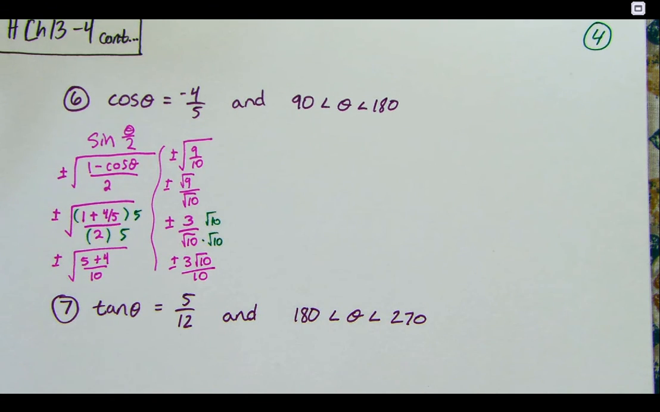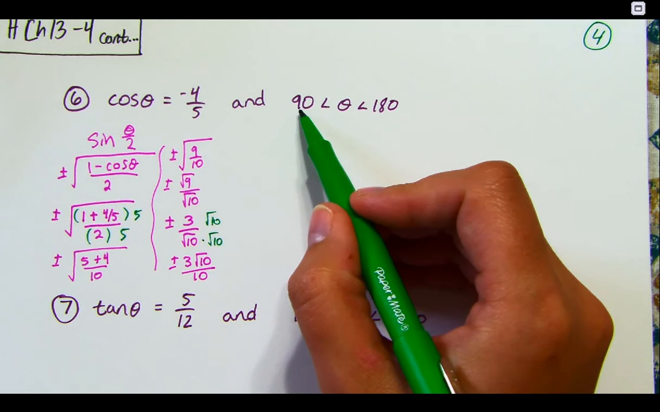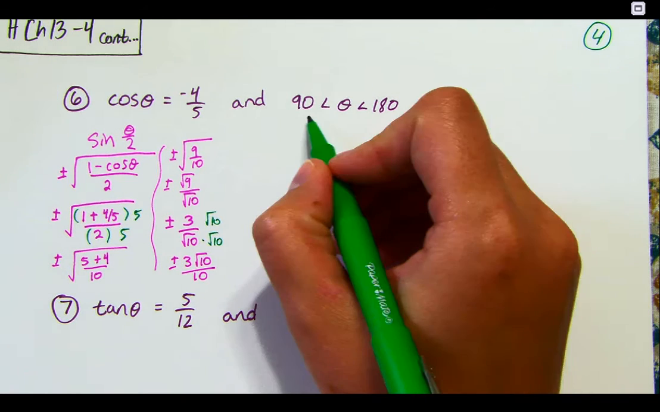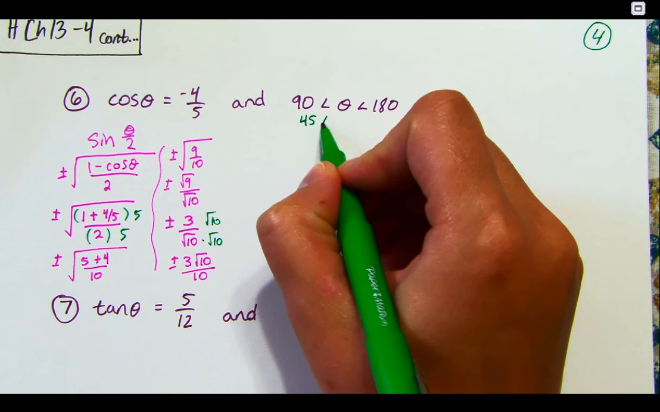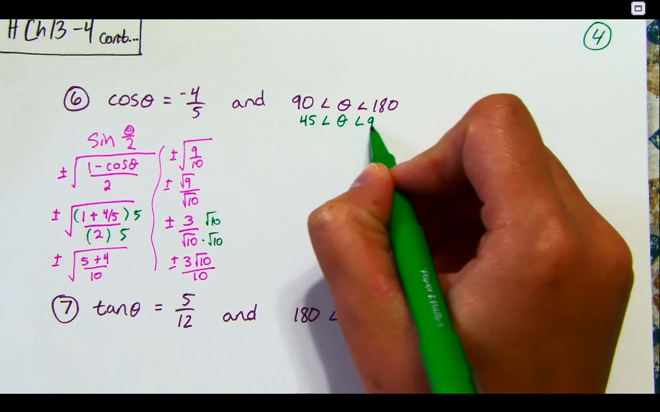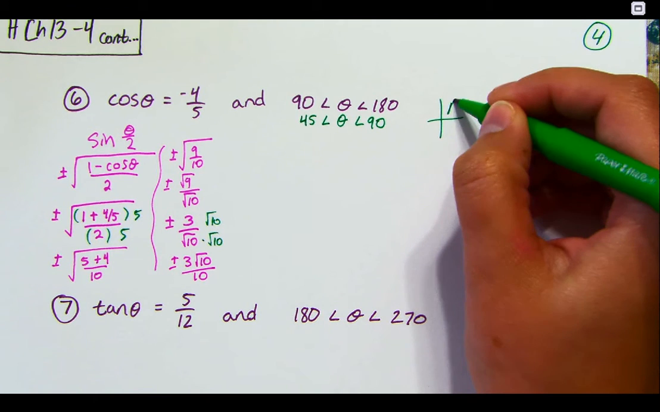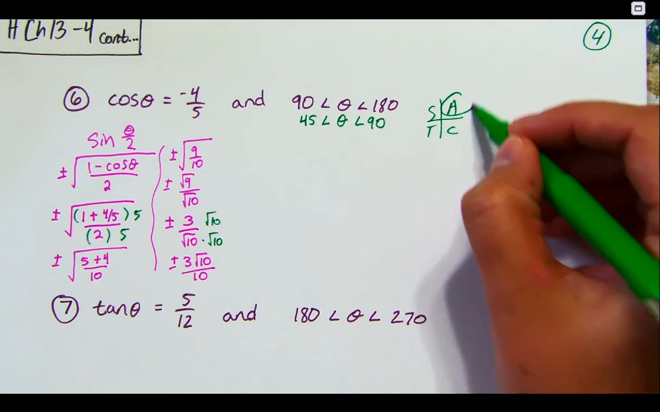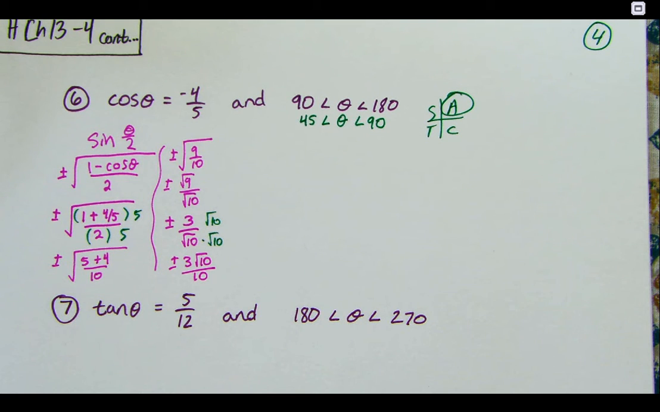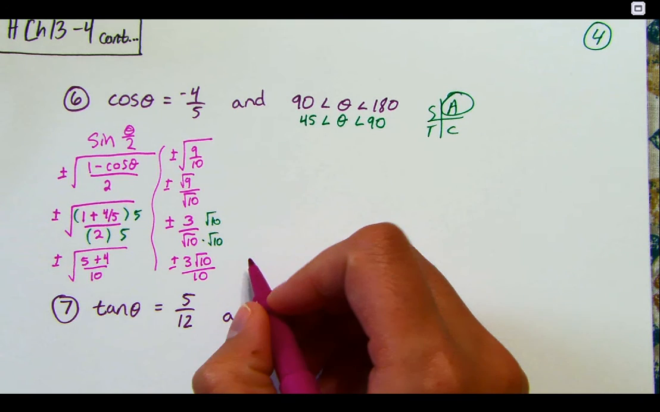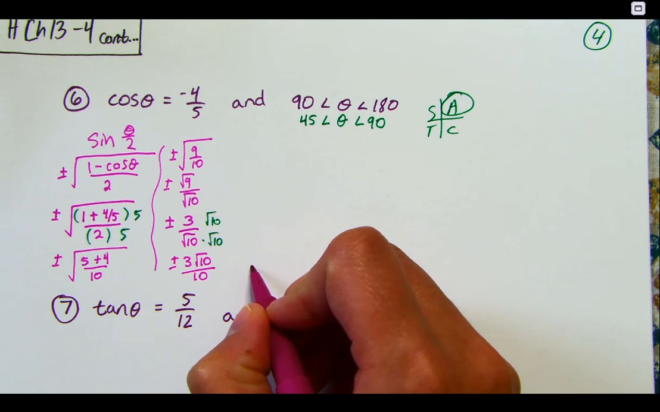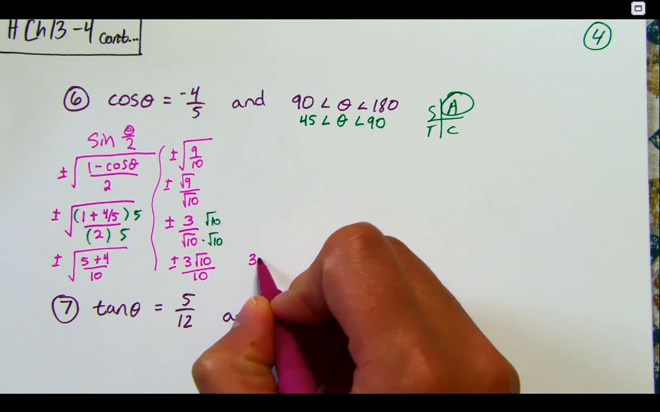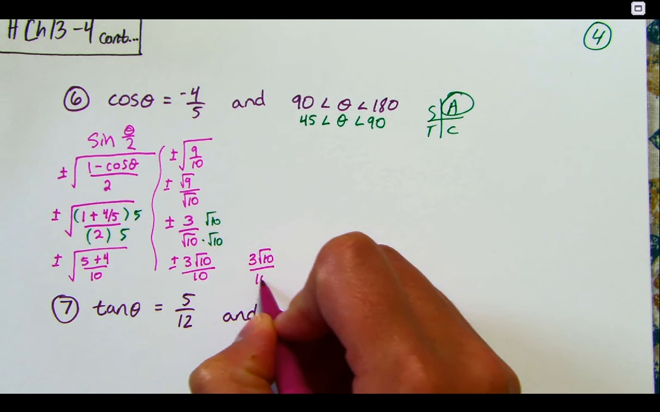And now I need to decide if we keep the positive or the negative. So again, to do that, we're going back here, dividing each of these by 2. So this is 45 less than theta less than 90. So if I'm between 45 and 90, that means that I am in that first quadrant. So all of my answers need to be positive. So the final answer for this will be the positive 3 square root of 10 over 10.